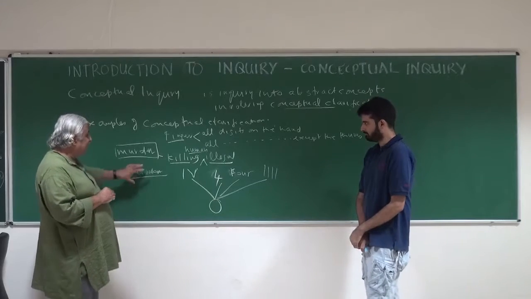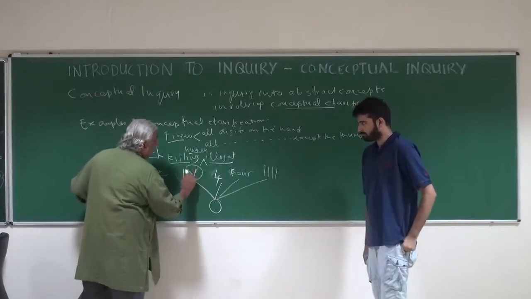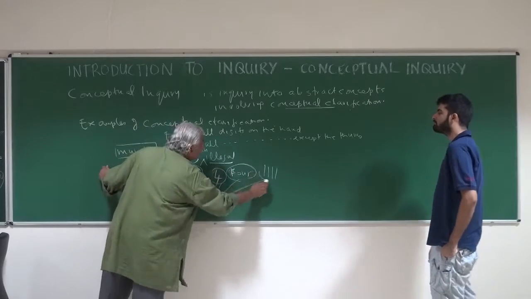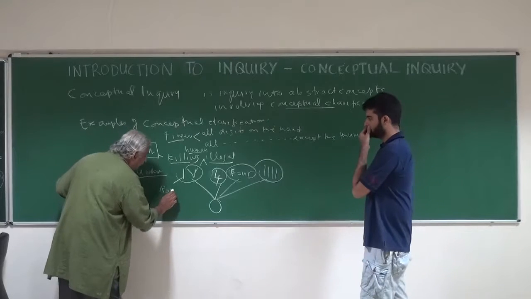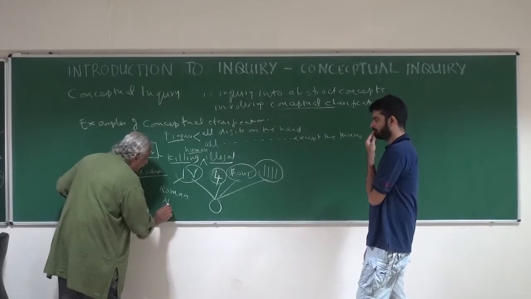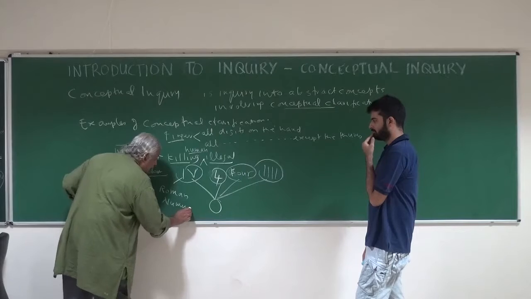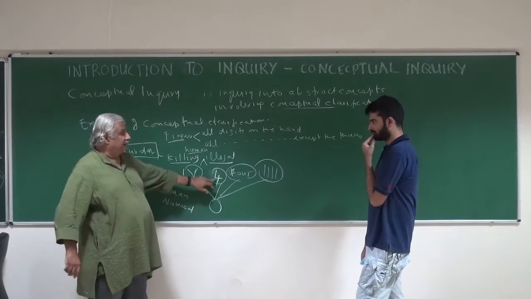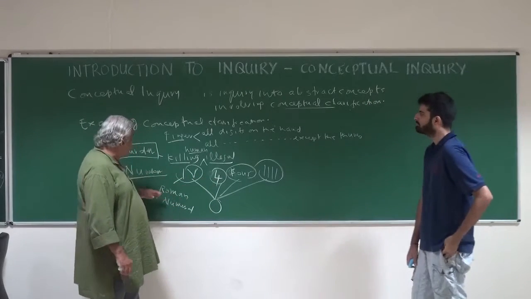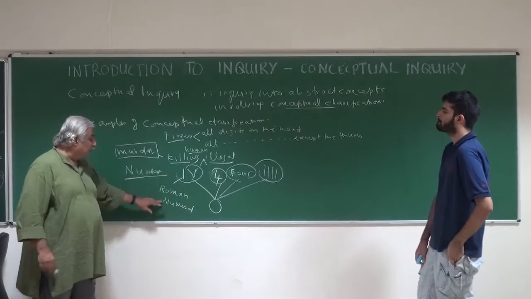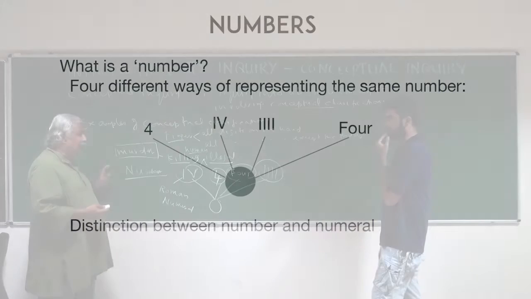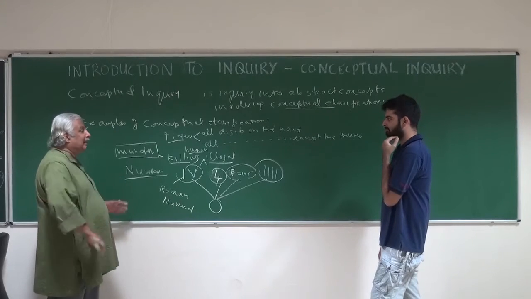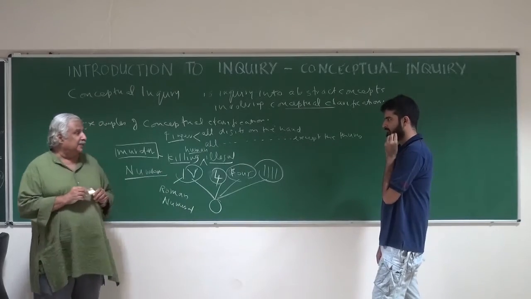So understanding that these would be numerals. This we say is the Roman numeral system, and this is the Arabic numeral system and so on. So we are making a distinction between number and numerals. And this is something that a textbook needs to do for students to understand. We haven't engaged in conceptual inquiry, but we have engaged in conceptual clarification.